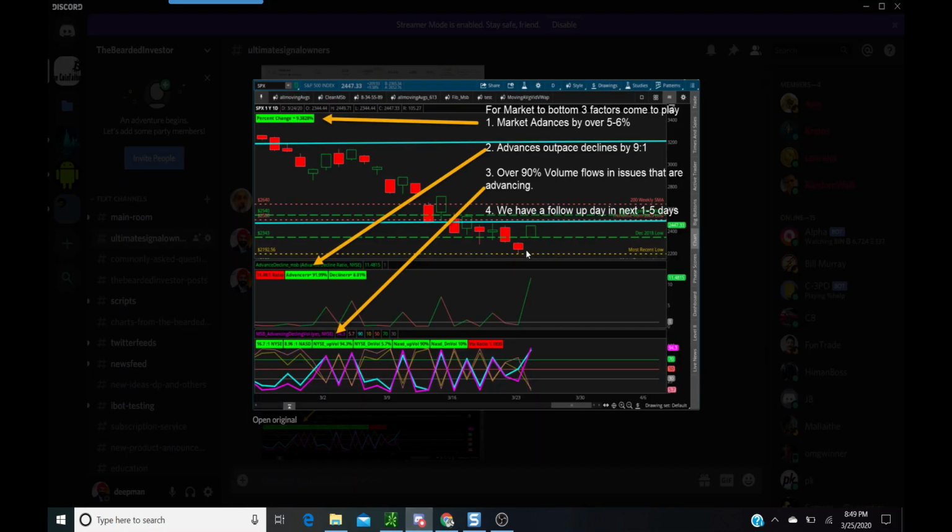my Discord room, and here's where I started to look at what would happen when the market is going to bottom, right, or when it comes close to a bottom. What are some of the factors that we're going to look into? So this is the SPX chart, and the first thing I mentioned is the percentage change, like the daily percentage change for the market to bottom. I said 3 to 4 factors come into play.